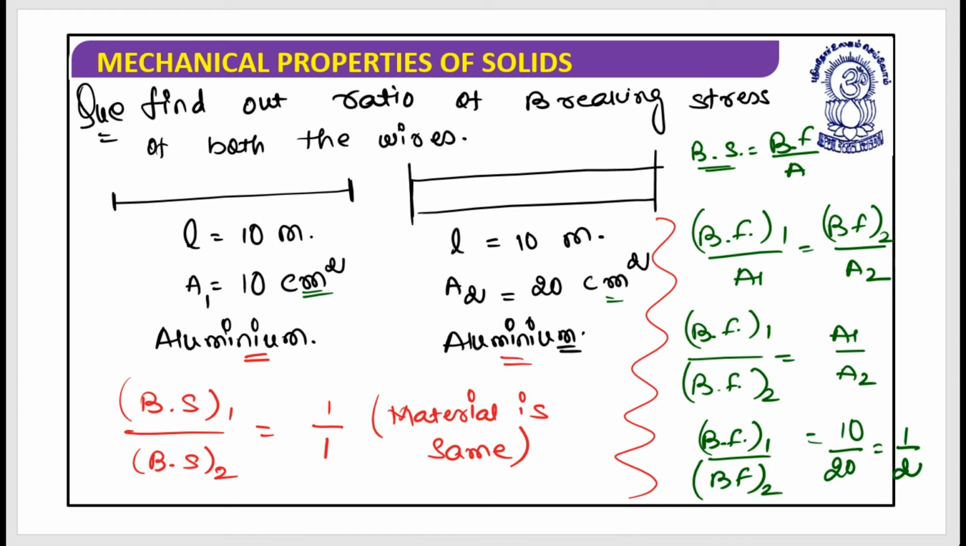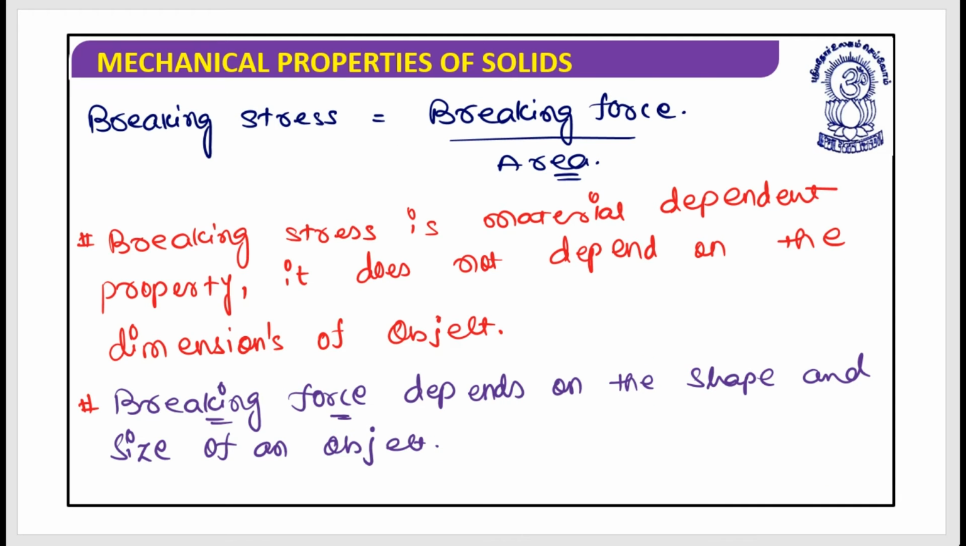So their breaking forces are different. Their breaking forces are different if the dimensions are different. Here the cross sectional area is different, so breaking force is different. Breaking stress would remain the same. So please do remember this. This is a very important statement that breaking stress is a material dependent property, and it is not going to depend on the dimensions of the object.